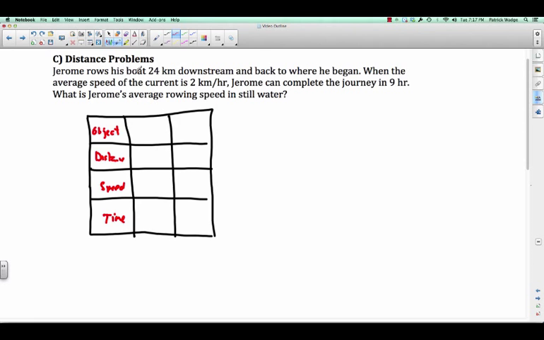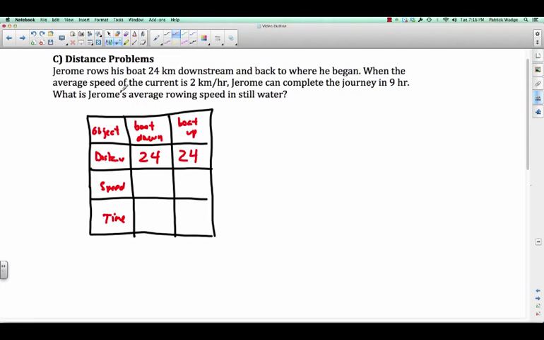Jerome rows his boat 24 kilometers downstream and back to where he began. So the object is actually the same thing. It's a boat, but there's two directions. There's where the boat is going downstream, so boat down, and then the boat's going upstream. They're going different speeds at those 2 places. The distance, he rows his boat 24 kilometers downstream, so that's the distance going downstream, and back to where he began. Well, he retraced his steps, so to speak, so it's another 24 back.